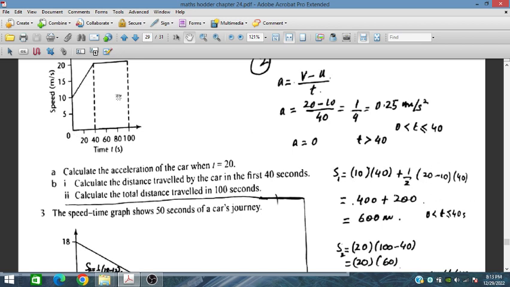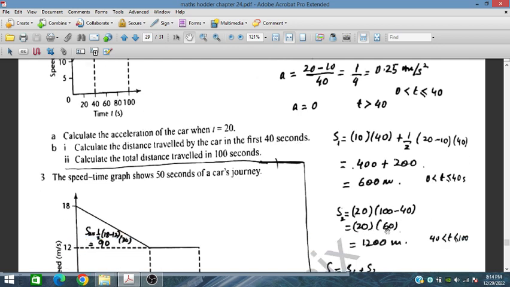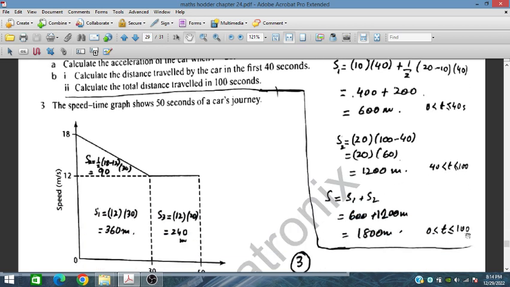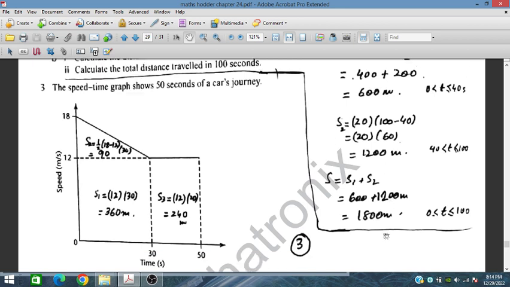So it gives the distance traveled from 0 to 40. From 0 to 40 seconds, it gives 600 meters. And for this duration, we have this 60 seconds and this 20 seconds. So the height is 20 and the breadth is 60. So the distance is 20 into 60, which is 1200 meters. So the total distance traveled from 0 to 100 seconds is 600 plus 1200, which is 1800 meters.